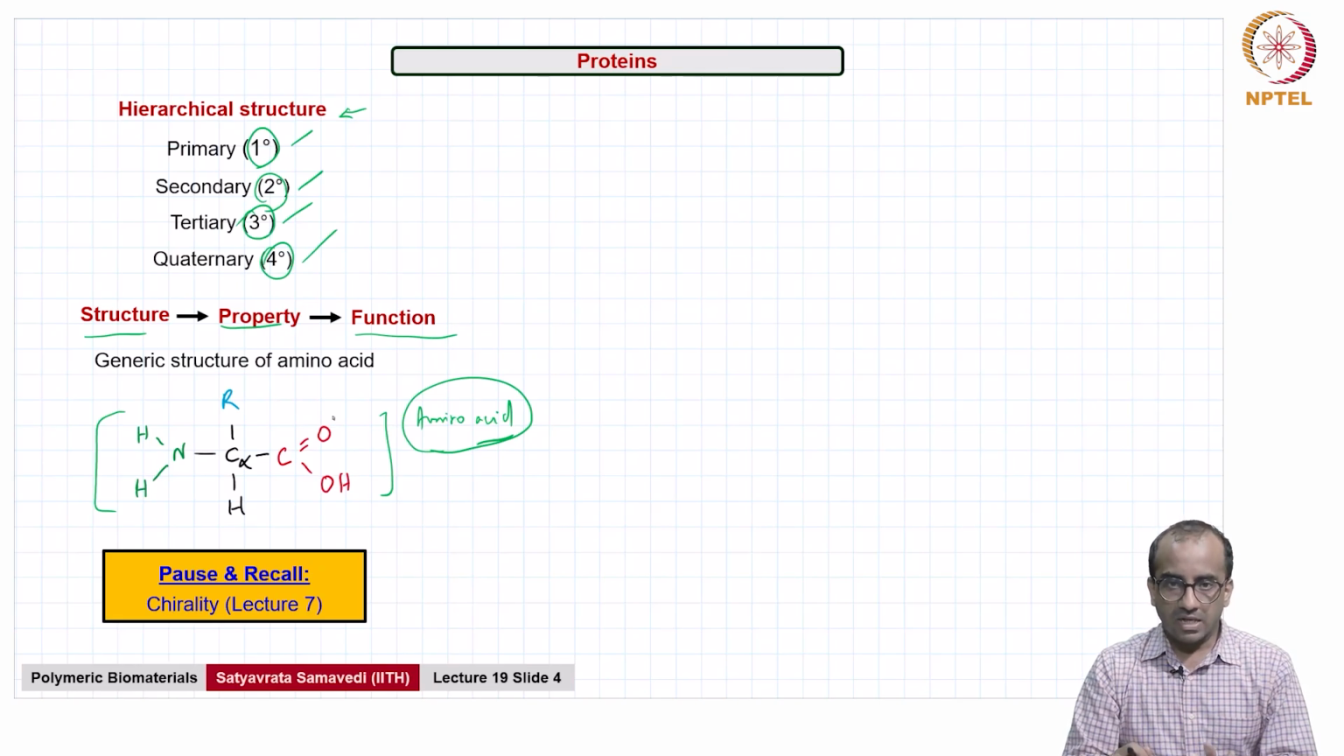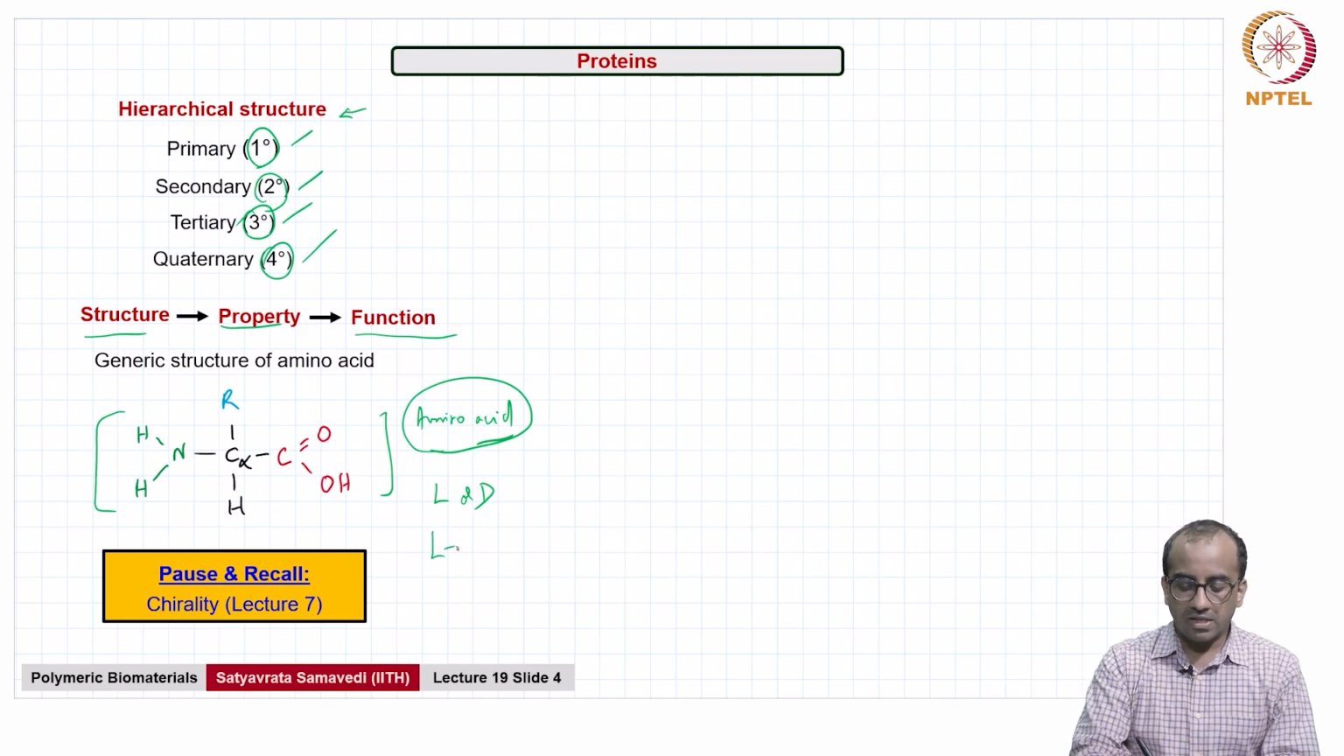So, except for glycine, where the R group also happens to be a hydrogen, all the other amino acids can exist in the L or the D isomer forms. We have seen what chirality is, what stereoisomers are, and what enantiomers are in some detail in lecture 7, so now would be a good time to pause and recall those concepts. And in nature, largely you will typically find L amino acids.